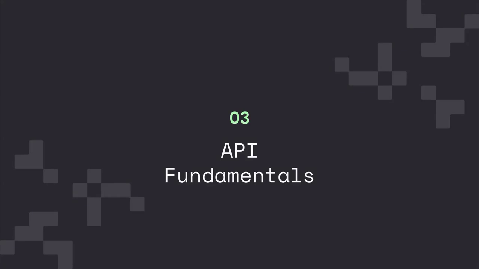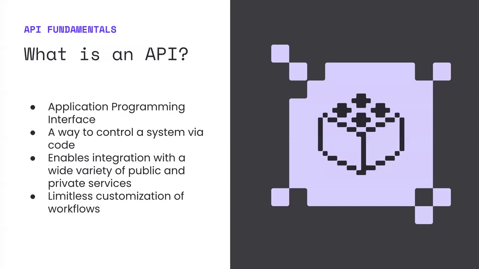And I want to start by talking about some fundamentals of APIs. So, what is an API? I just want to make sure that we all start from the same foundation. An API is an application programming interface. Essentially, it's a way to control a system via code.